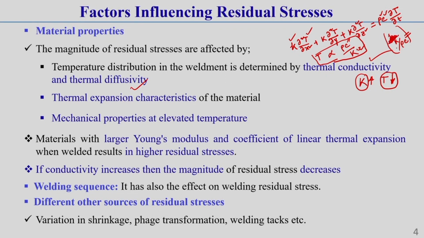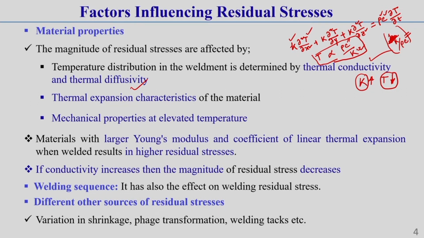K by rho C is called thermal diffusivity. This you just keep in mind. So, from here also you got the idea. Higher the thermal diffusivity, lower will be the temperature rise, you can say. Then lower will be the residual stress distribution. From here you can get that idea.